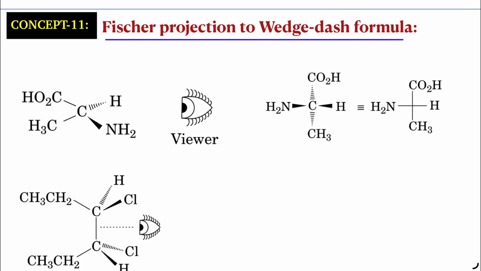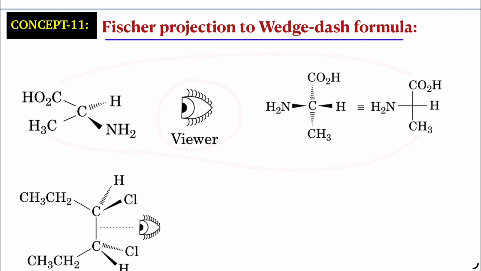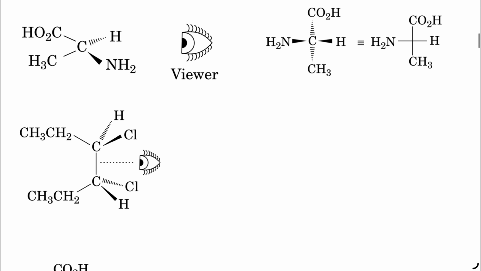We can also simply convert this into a Fischer projection formula with normal lines. This is just a representation. But in the Fischer projection formula, whatever groups are attached to the vertical line are actually away from the observer. So here this is COOH and this is CH3, and this is the position of the observer. If you convert the second molecule into Fischer projection formula, it is very clear.